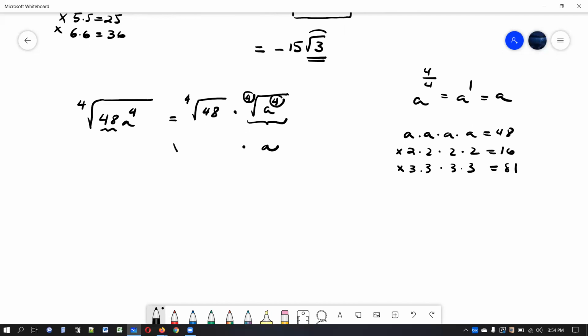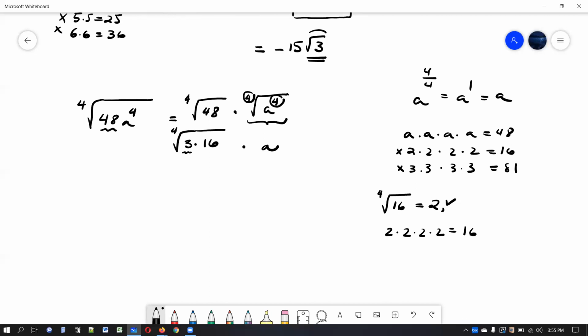Okay, and I can think of it as maybe if I do, how about 3 and 16? So there's nothing I can do with the 3, but how about the fourth root of 16? This is actually 2. Why? 2 times 2 times 2 times 2 is equal to 16. So this is correct.